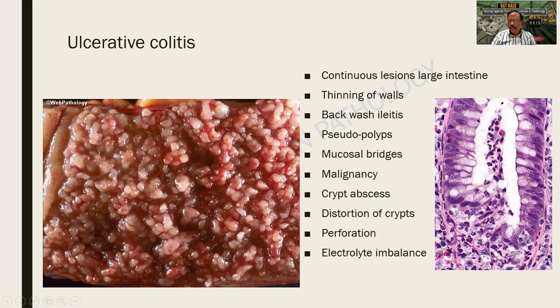There will be distortion of the crypt. Again, there will be branching, etc., which can be seen, which is distortion. Perforation of the intestine and electrolyte imbalance are common features of ulcerative colitis. Please by heart this particular list, it is worth reading.